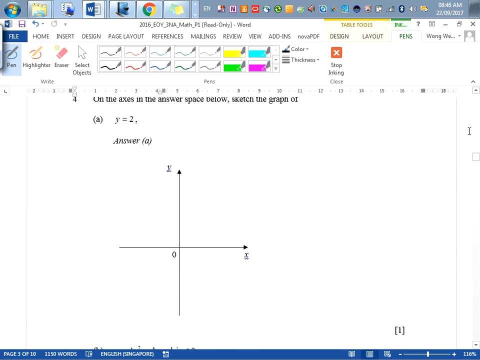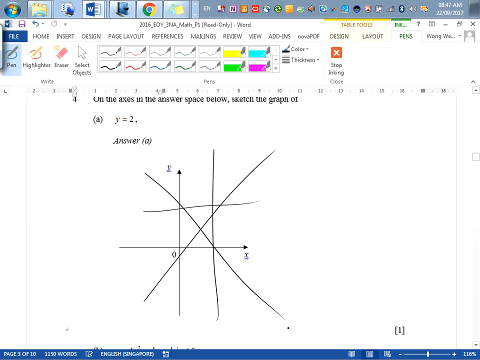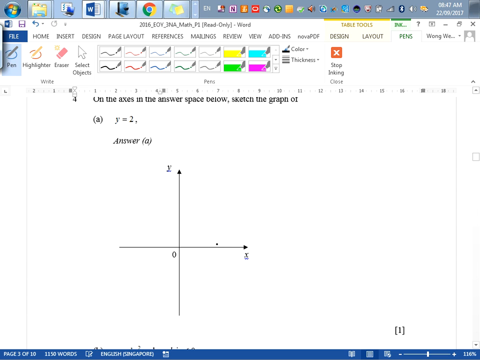Now sketch the graph of y equals 2. A straight line. Like this, like this, like this, or like this. Horizontal. Yes. So over here, intercepts must be shown and label the graph, y equals 2. Of course you must label. And every time you draw a graph, you must label. Next.